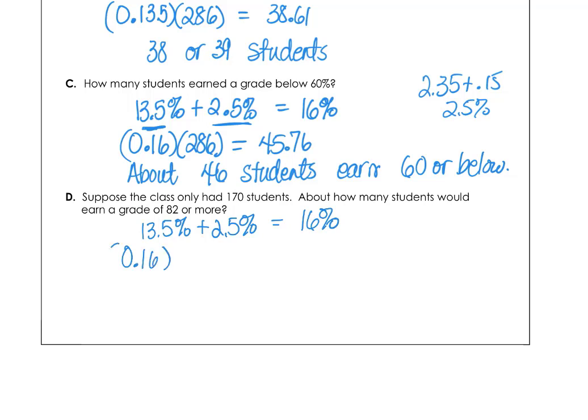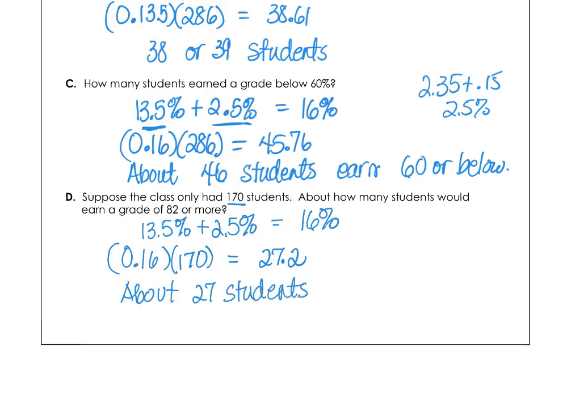So 16%, and this time there's only 170. So 16% of 170 is 27.2, which tells us that about 27 students out of 170 students, or 16% of the population, would score 82 or more. And that is the end of Lesson 5 on normal distributions.